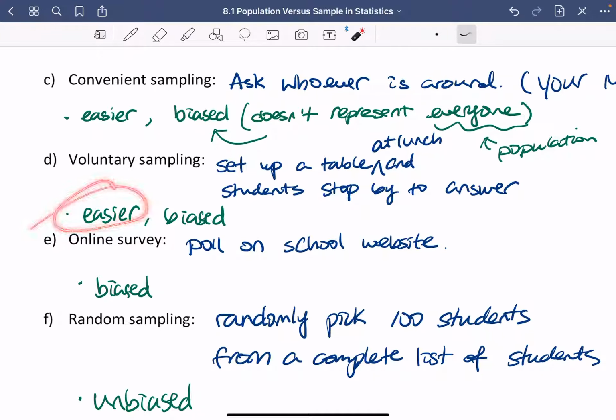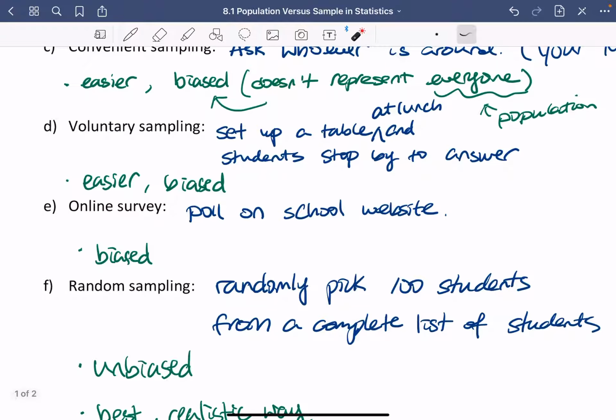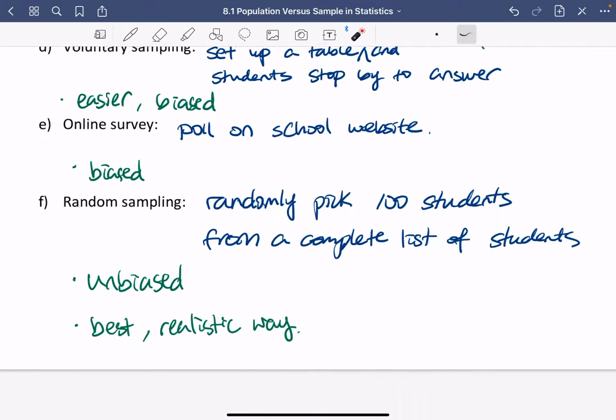Okay, this is also easier, but this is also biased, because only the ones who choose to answer your survey or your poll will give you an answer. Other people, if they do not pass by your table, or if they didn't know about it, or if they are trying to buy lunch during lunchtime, so they missed your survey, then they can't answer your poll, right? That's why it's biased. It doesn't represent everyone in the school.